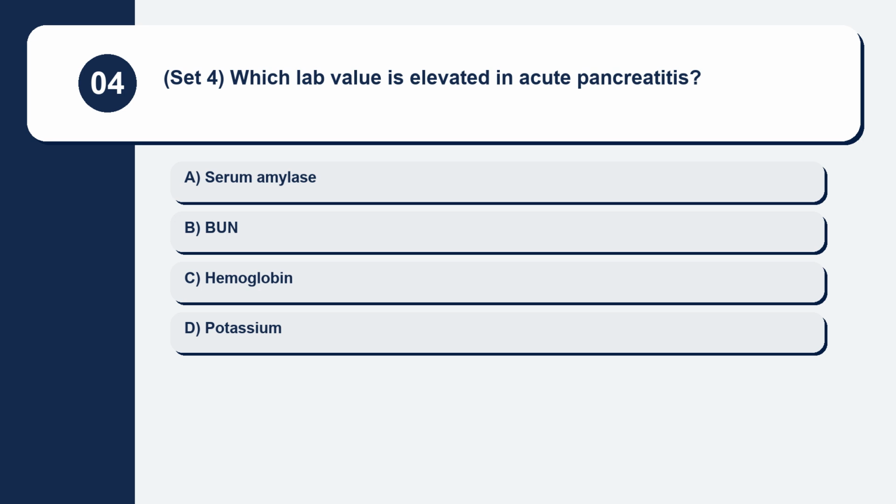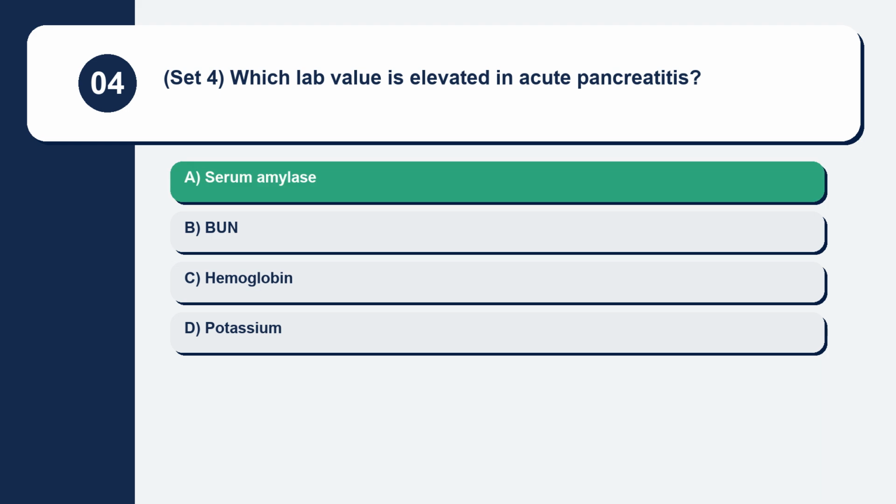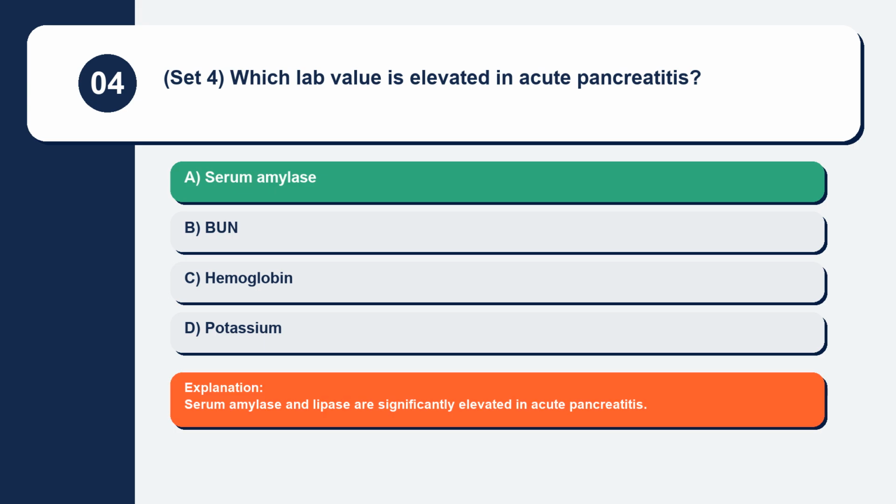Question 4. Set 4. Which lab value is elevated in acute pancreatitis? Serum amylase, BUN, hemoglobin, potassium. Serum amylase and lipase are significantly elevated in acute pancreatitis.